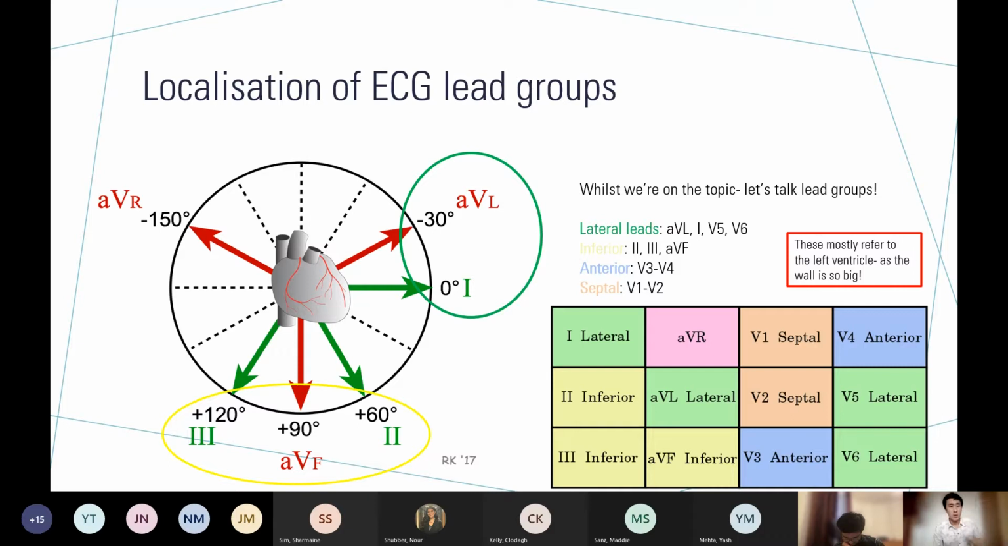So those ones are going to be our inferior groups. And then the rest are just on your chest. Okay, so V3, V4 are anterior, V1, V2 are septal. So you can think of V1 to V4 as anteroseptal. Worth noting that the majority of these groups are referring to the left ventricle because the left ventricular wall of the heart is so big. But yes, no point remembering this. Just think about how you calculate it if you're happy with the lead groups.